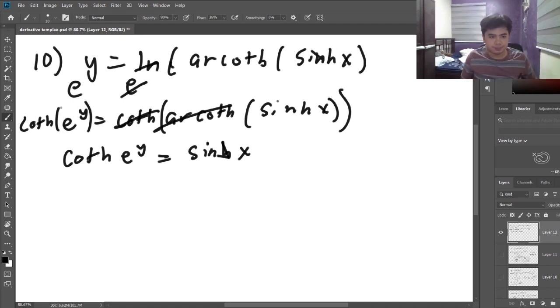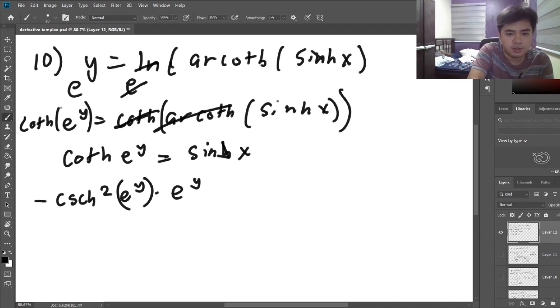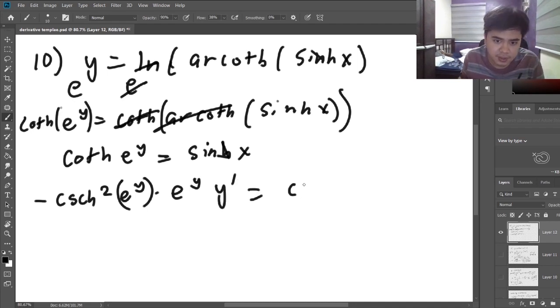On the left side, the derivative of hyperbolic cotangent is negative hyperbolic cosecant squared, then the input is e to the y, multiplied by the derivative of the inside, which is going to be e to the y, multiplied by the derivative of y, which is dy over dx. Or if you like, let's just put y prime here. Then sinh of x, the derivative is just cosh of x.